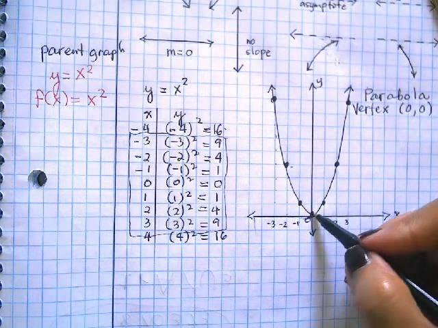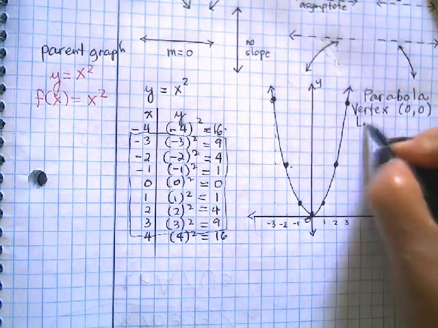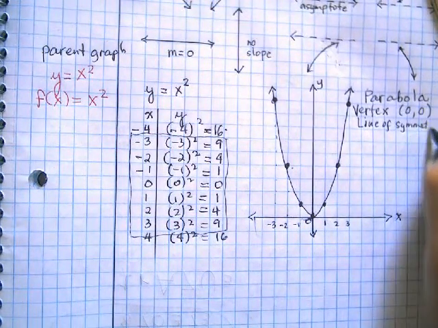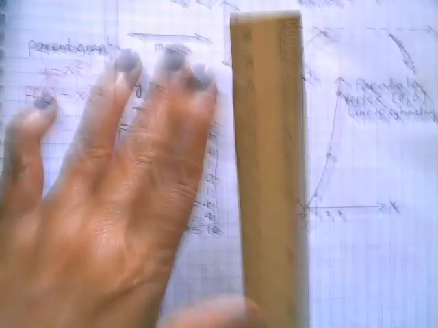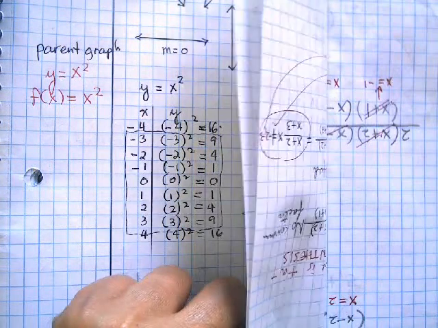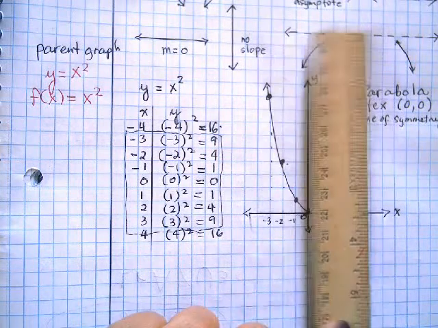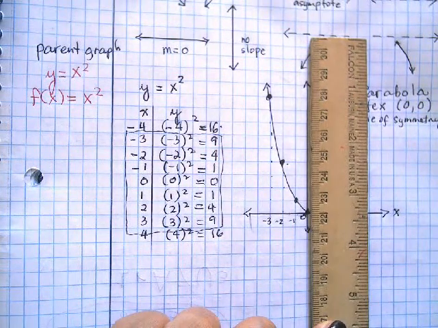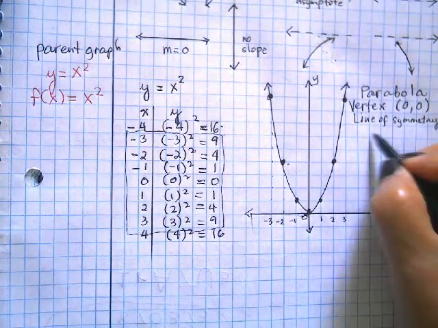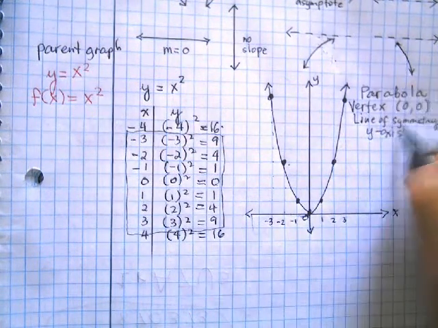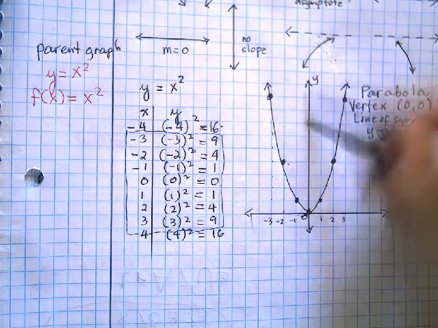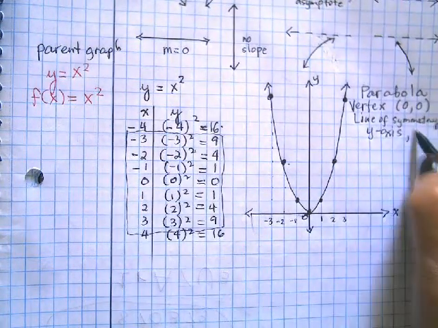Okay, and then there is also what we call the line of symmetry. Symmetry is like a mirror image. So you see, if you look here on the right side, and then fold your paper, you will see the same mirror image on the other side. So this is symmetrical with the y-axis. So the line of symmetry is the y-axis, or that is the line x equals 0. Y-axis is a vertical line like this, so it's x equals 0.